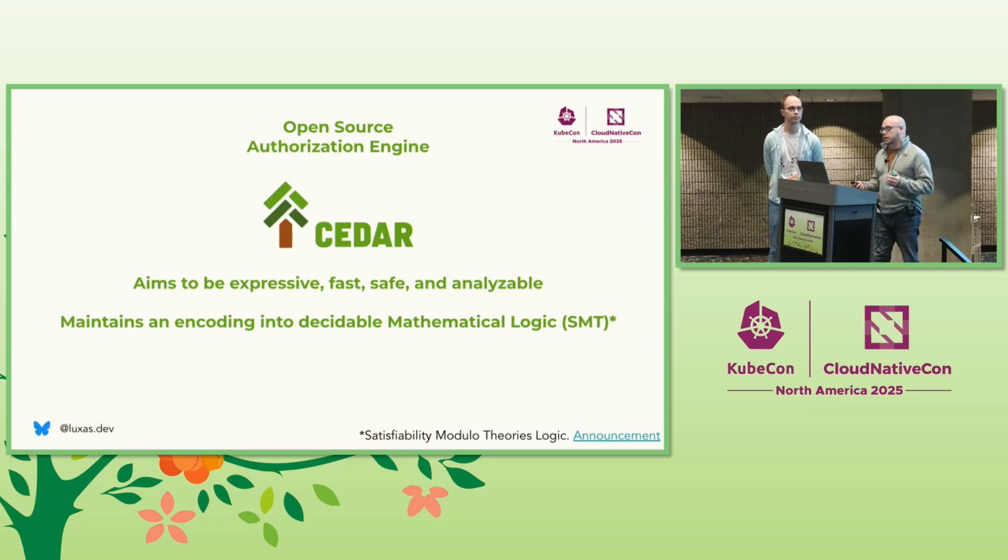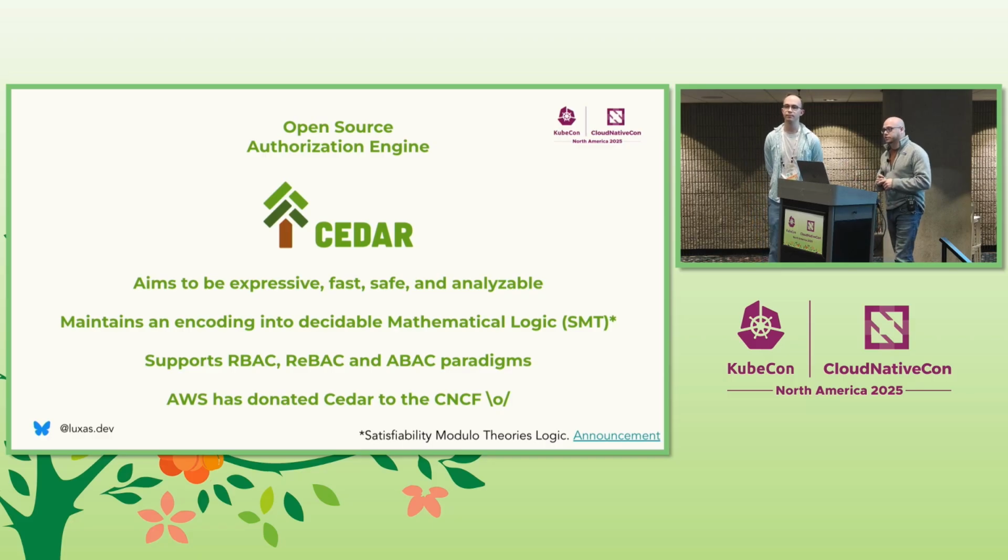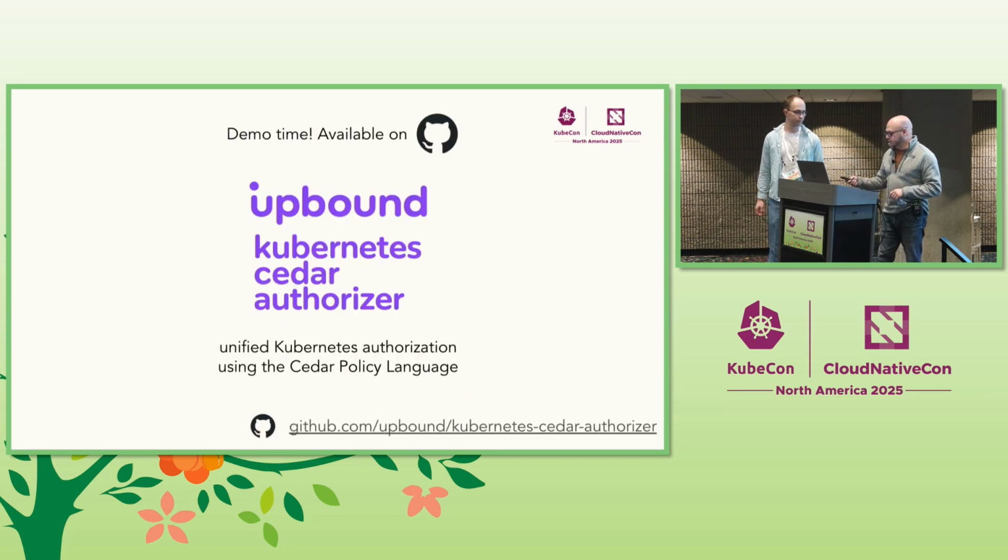It also maintains an encoding into decidable mathematical logic using SMT, so you can actually prove that a policy is enforceable or not. You cannot write an invalid policy. It also supports RBAC, role-based access control, relationship-based access control, or ReBAC, and also ABAC, this attribute-based paradigm. And as I mentioned, AWS just donated Cedar to the CNCF. We opened the donation ticket in May, and about two weeks ago, it was accepted as a sandbox project into CNCF. So, time for the demo.